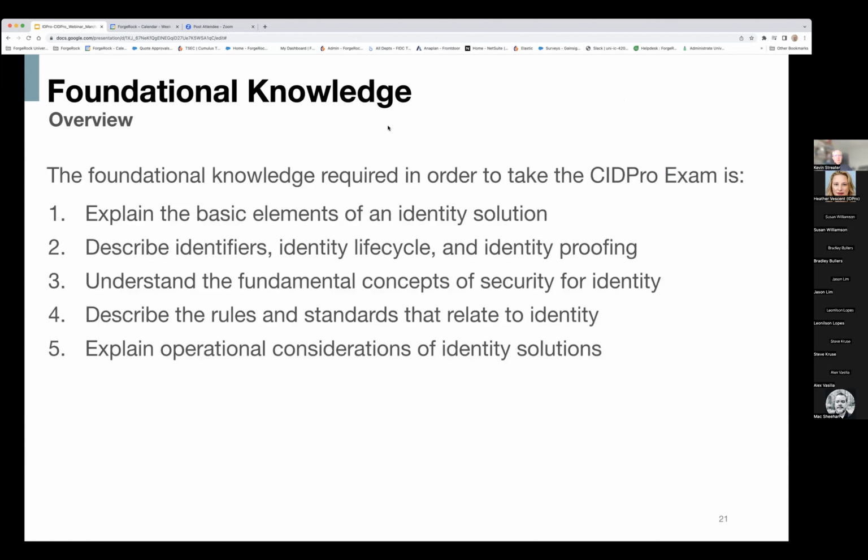And this is very much what I was looking at earlier, but foundational knowledge. This is the foundational knowledge. You'll find this in the guidance documents. You should be able to explain the basic elements of an identity solution, describe the identifiers, identity lifecycle, identity proofing, understand the fundamental concepts of security for identity, describe the rules and standards that relate to identity, and then explain the operational considerations of identity solutions.